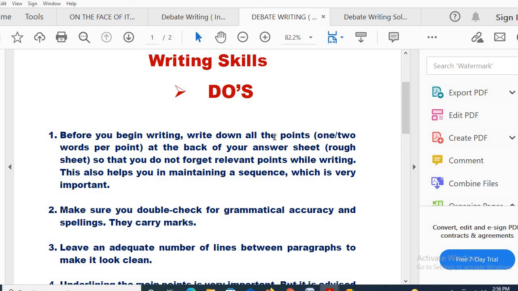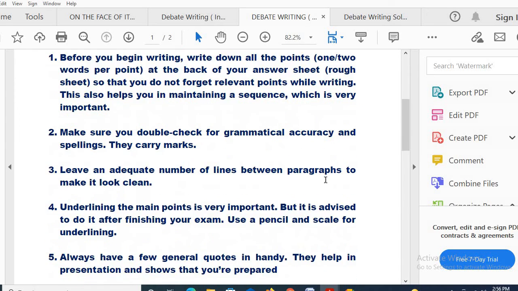At the very beginning of my online class in the afternoon today, I told you all that before you start writing, assemble and gather all the points, and then write down those points at the back of your answer sheet or rough sheet, so that you do not forget any relevant points while writing. This also helps you in maintaining a proper sequence, which is very important.